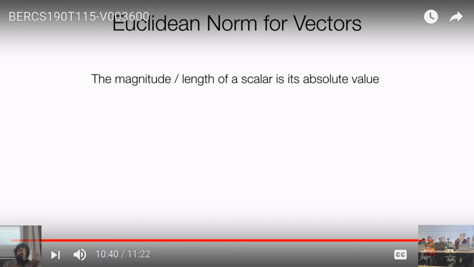Finally, let's talk about Euclidean norms for vectors. And again, this is a generalization of absolute value in the scalar setting. So in the scalar setting, the absolute value equals the magnitude or length of a number. Similarly, vector norms generalize this idea for vectors.